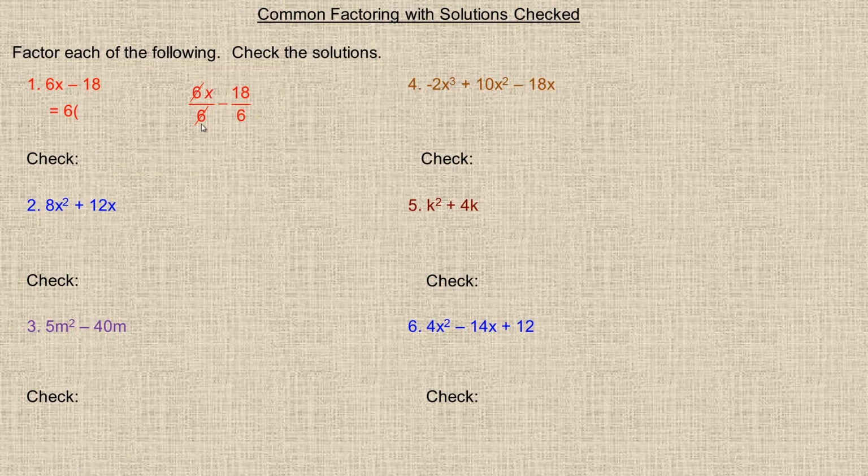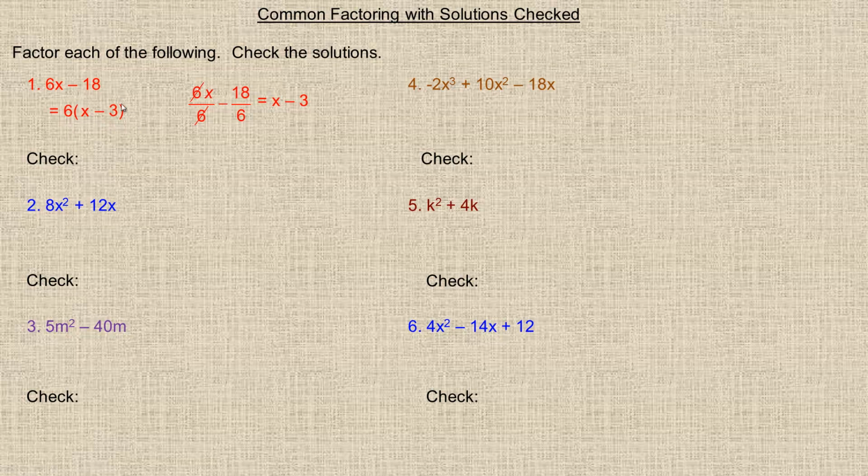So 6x divided by 6, those 6's would divide to give you a 1 here. So this is just going to be a 1x. So we put an x here. And then on the end, when we divide negative 18 by 6, we get minus 3. So it'd be minus 3 here. We close the brackets. And so that's the common factored form.